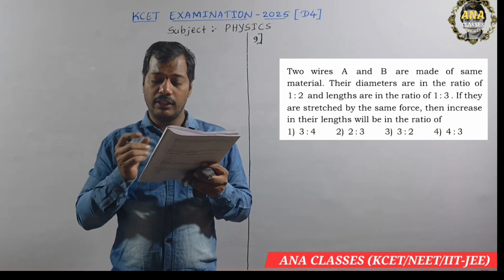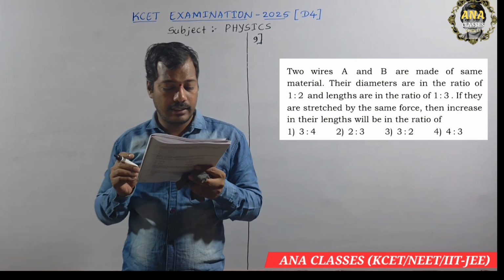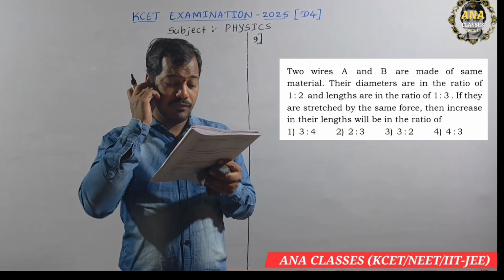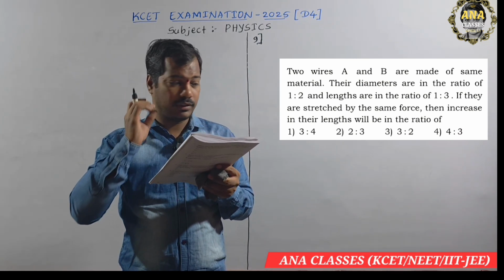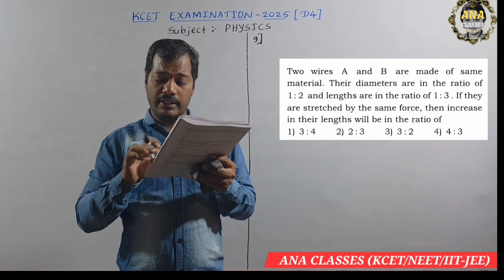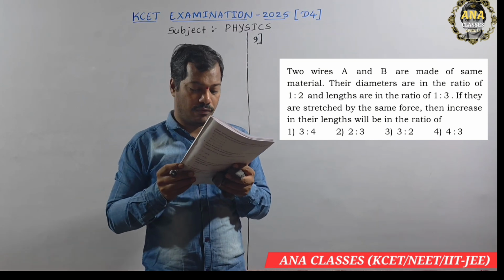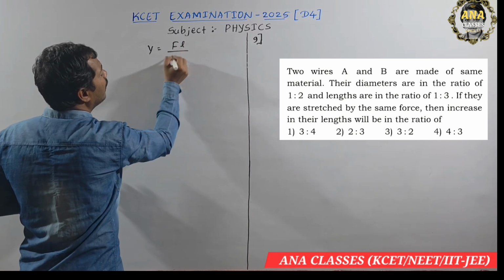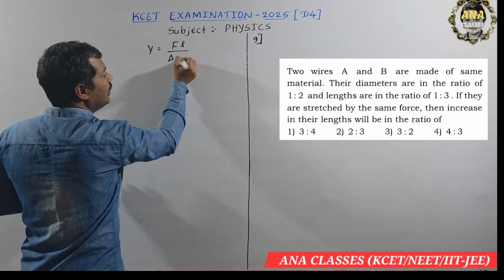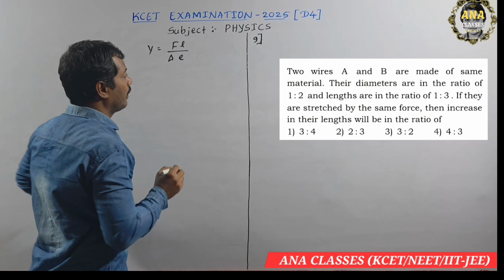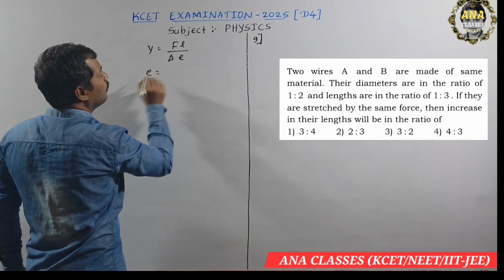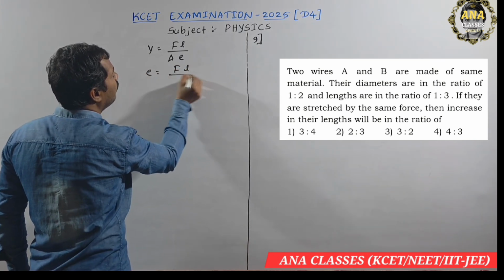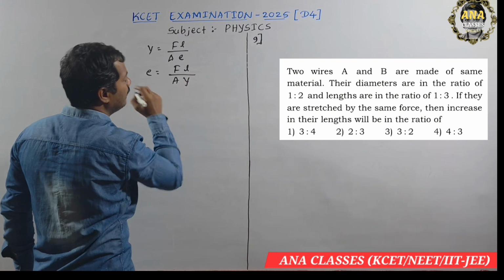Their diameters are in the ratio of 1:2 and lengths are in the ratio of 1:3. If they are stretched by the same force, then the increase in the length will be in the ratio of? By using the Young's modulus formula, E is equal to force into L divided by A into change in length Y. So the formula is E = F L / (A Y).